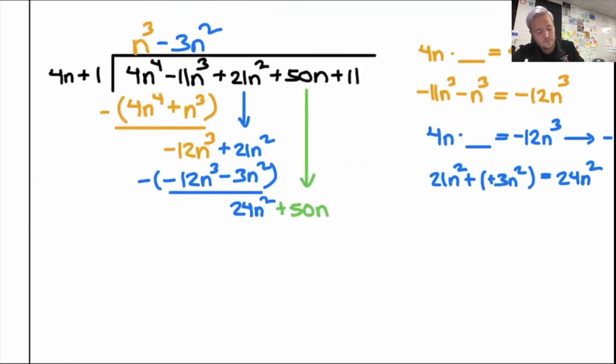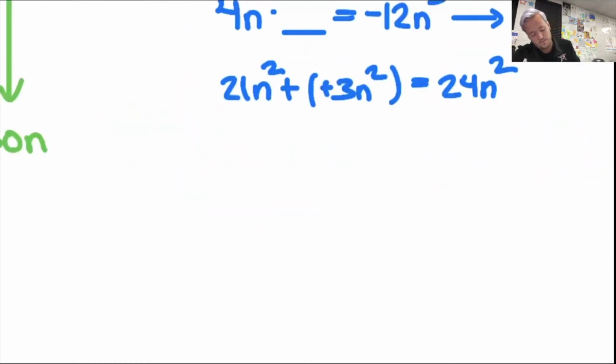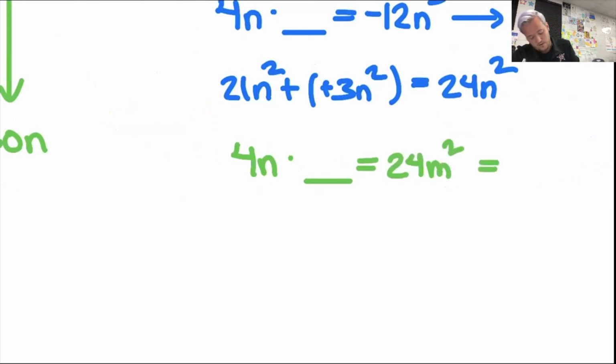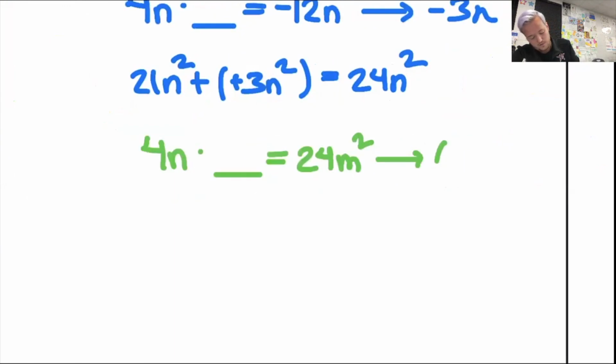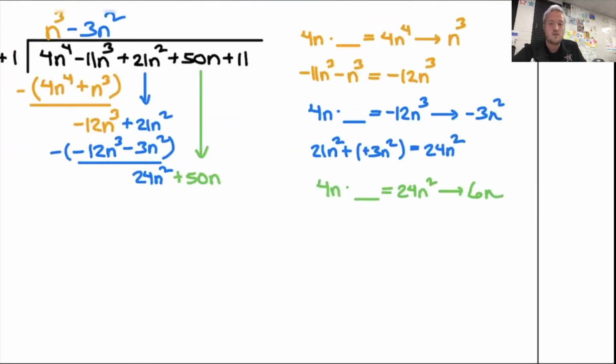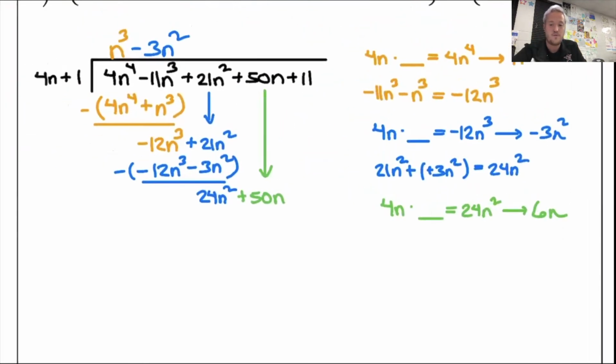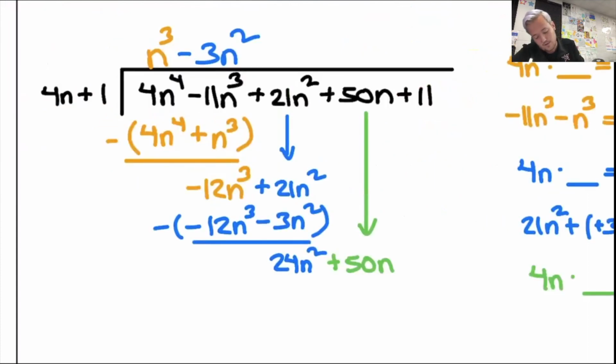All right, so once again, 4n times some value to give you 24n squared, which that value is 6n. Why did I write m? It should be an n. There we go. All right, so now I'm going to write 6n across the top.